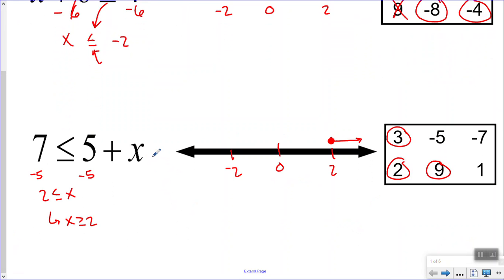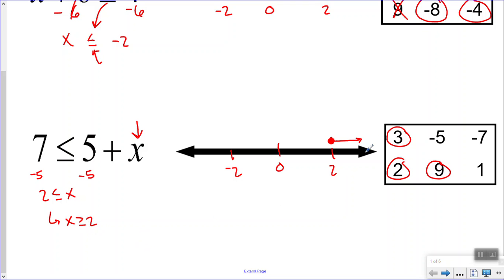Alright, in this example, we have our variable, and we're adding 5 to it. We undo addition of 5 by subtraction, and we end up with 2 is less than or equal to x. But remember, we want to flip that around so that the variable is on the left side. When we flip it around, we want to make sure that the inequality stays opening to whatever it was left at. So we have x is greater than or equal to 2.